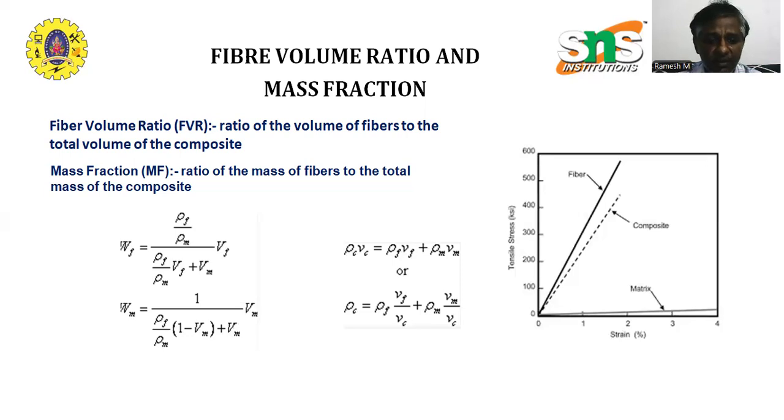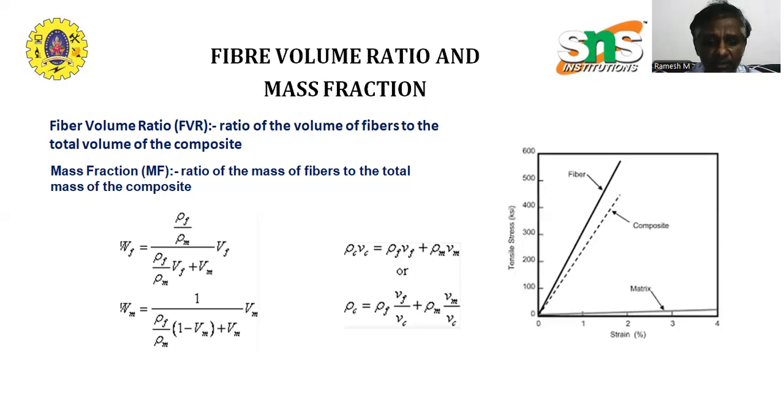And this fiber volume ratio affects the mechanical properties of the composite, such as stiffness and strength. Typically, it ranges from 0.3 to 0.7 for most composite materials.